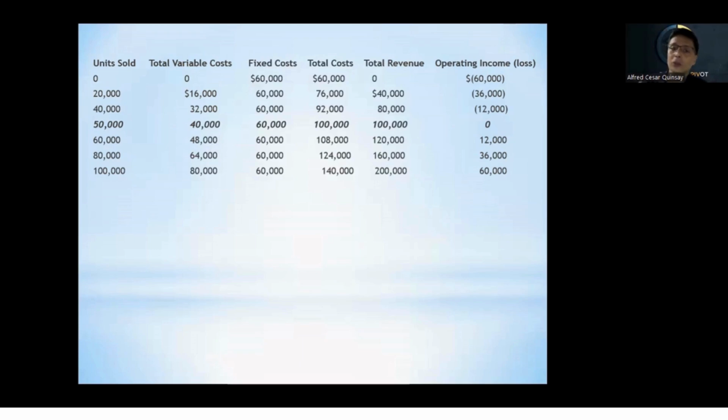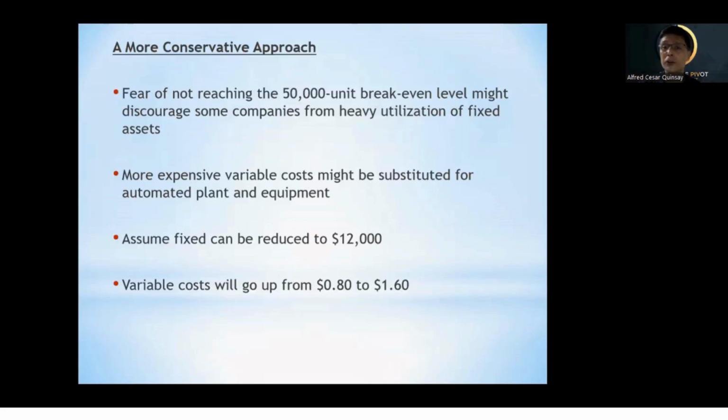So makikita natin dito na habang dumadami yung naibebenta, gano'n din yung increases dun sa operating income. Yun nga lang, medyo mataas yung kanyang break even kasi nag-invest sila sa fixed cost, ika nga. So mataas yung fixed cost nila, maaaring nag-invest sila sa isang software, and instead of relying on labor.